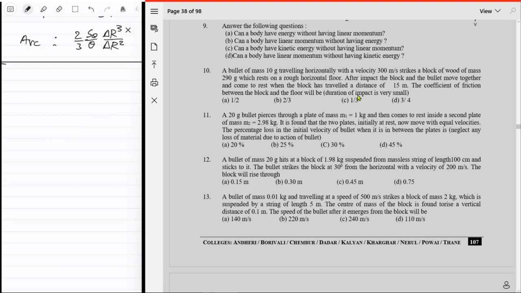Anyway, what were we doing? Yeah, we'll talk about this thing. Bullet of mass 10 gram traveling horizontal with velocity this thing strikes a block of wood of mass something, rests on horizontal floor. Yeah, whatever. After impact, the block and bullet move together.